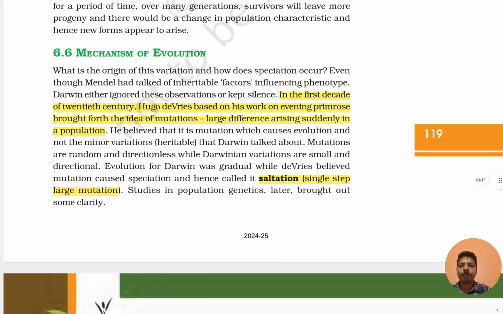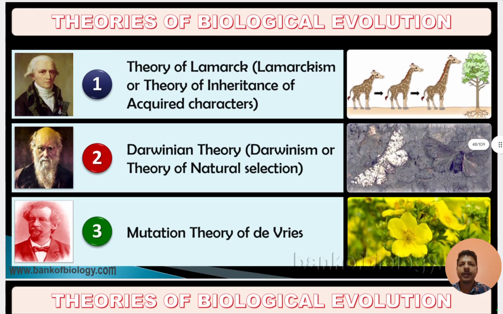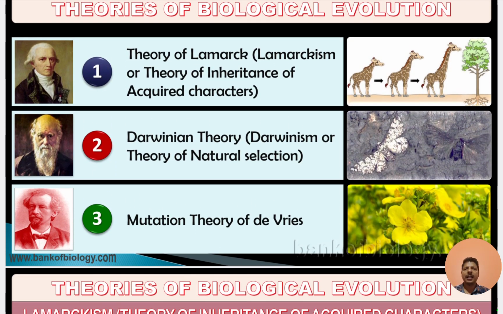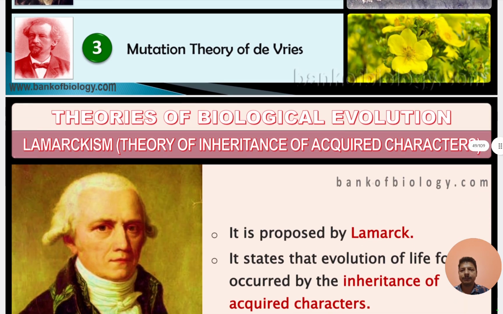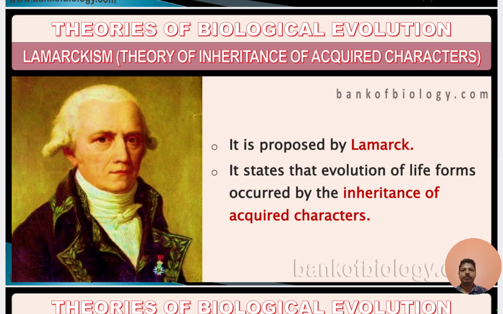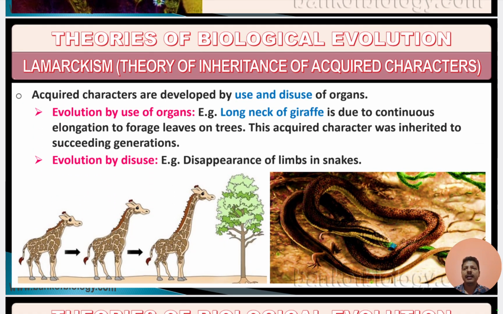Mechanism of evolution. Before starting this, let's see what the PDF says. Theories of biological evolution: first, the theory of Lamarckism, or theory of inheritance of acquired characters; second, Darwinian theory, Darwinism or theory of natural selection; and third, mutation theory by De Vries. First of all, Lamarckism. It was proposed by Lamarck. It states that evolution of life forms occurred by the inheritance of acquired characters. He also gave the example that acquired characters are developed by use and disuse of organs.